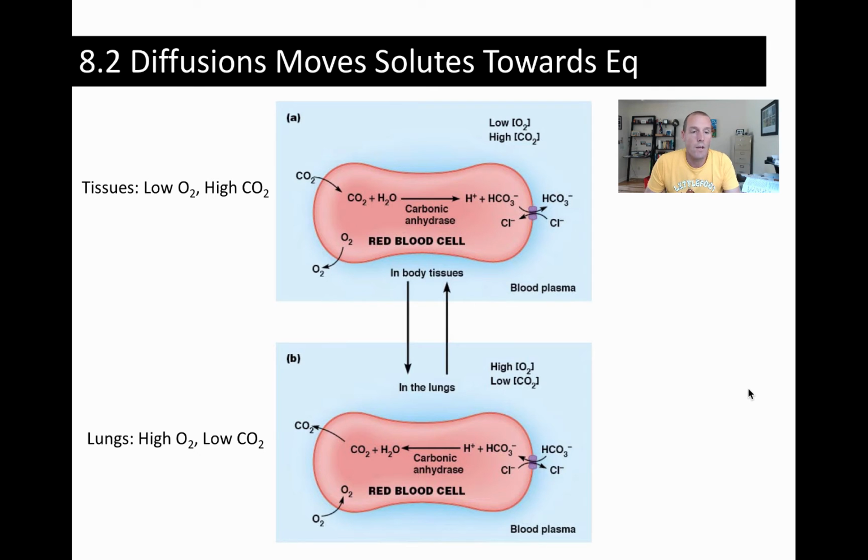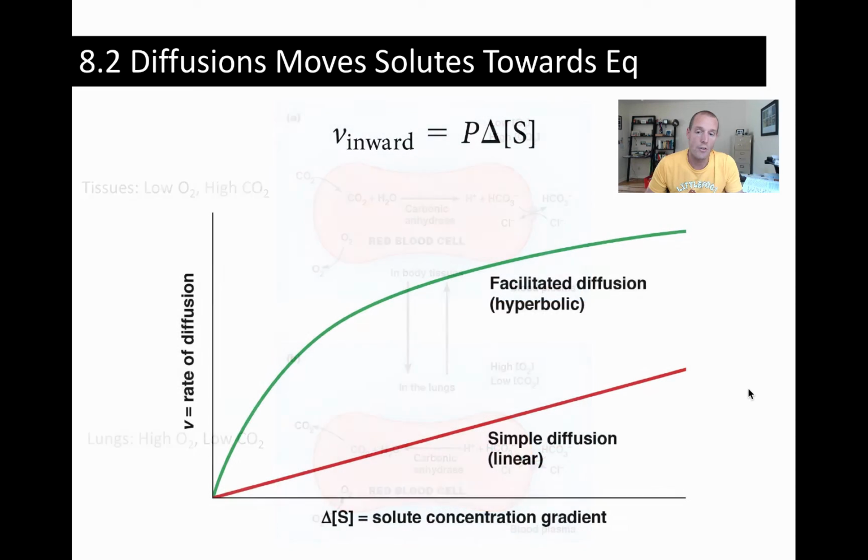So you can see here, even in a simple system like a red blood cell, we've got a lot of transport going on using lots of different mechanisms. So hopefully this helps you see that multiple things are happening to maintain the homeostasis that's required so that we can have efficient gas exchange.